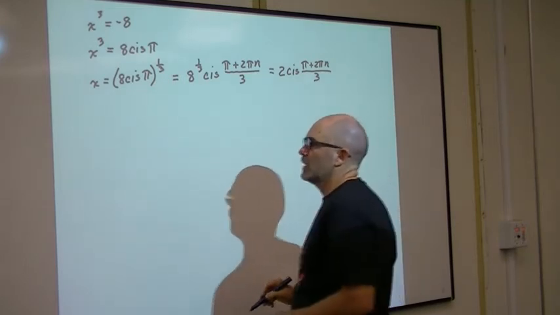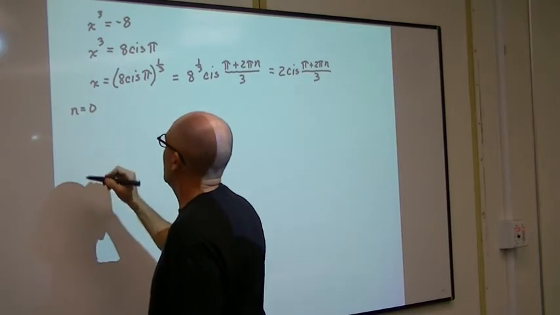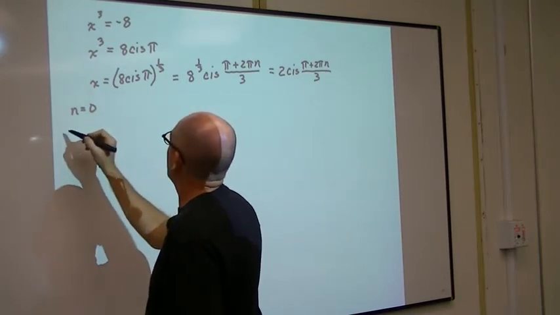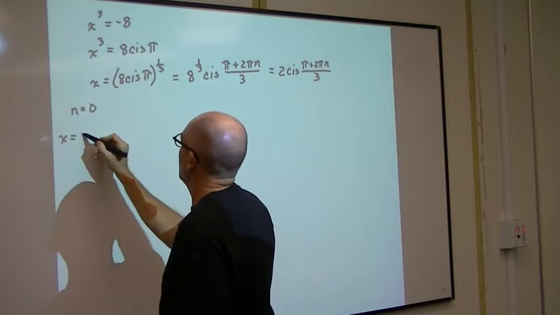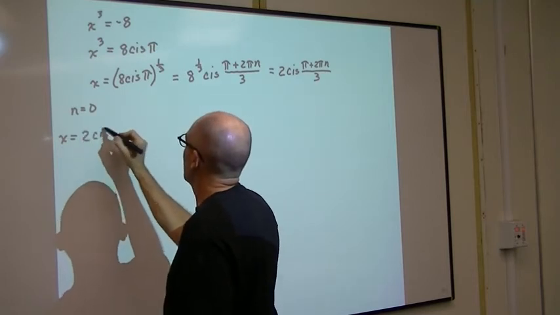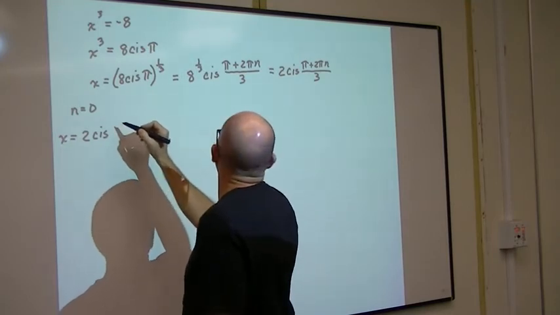Okay, so we're going to do our n equals 0 case first. And so x will equal 2 cis pi plus 2 pi times 0 over 3.